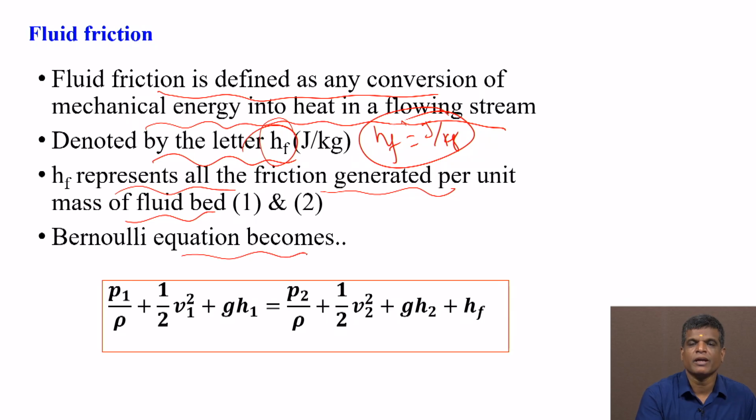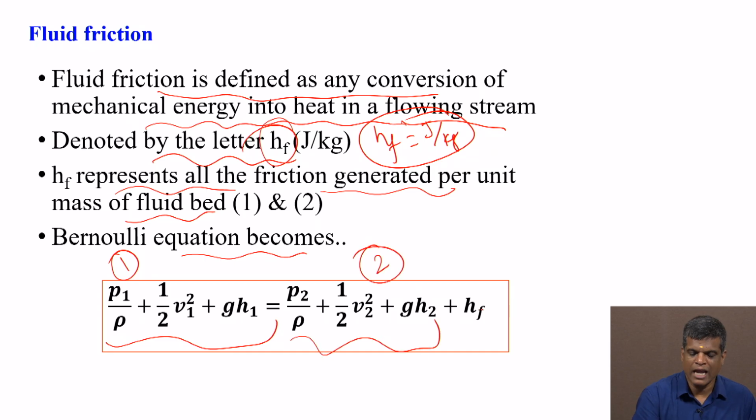So, the Bernoulli equation becomes, now we are modifying the equation. This equation at point number 1 and this equation at point number 2, we are additionally adding the friction term HF. This is called the Bernoulli equation with friction.